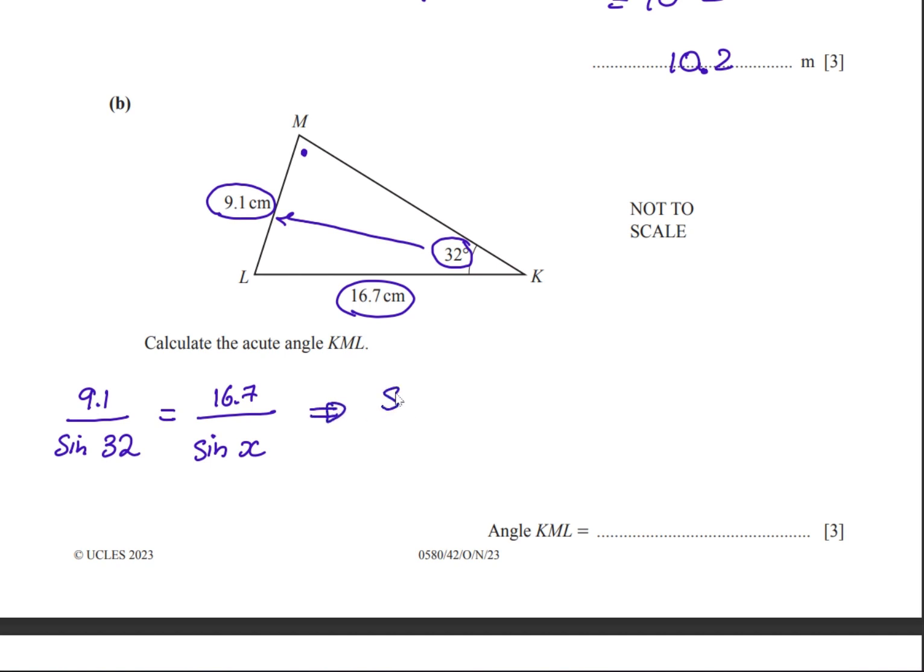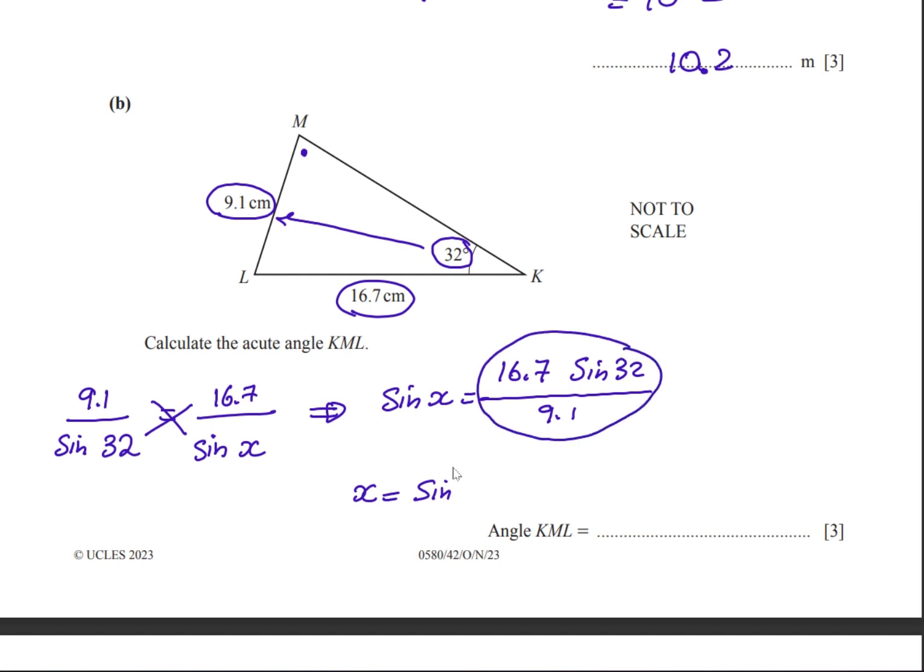So from here, sine x will be equal, if I cross multiply, to 16.7 sine 32 divided by 9.1. And I can calculate this first, and x equals sine inverse of what I'm getting from here. So I will get the angle directly, 76.5.